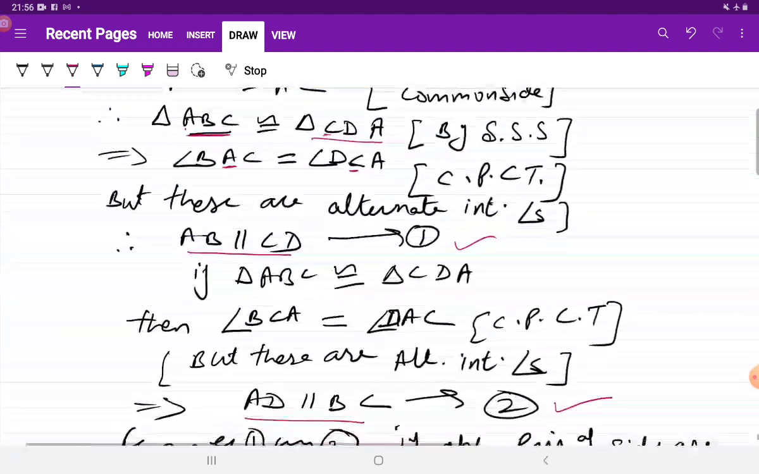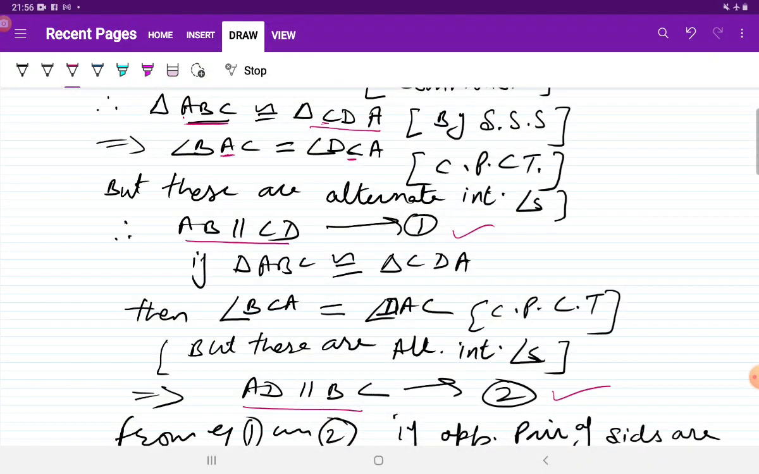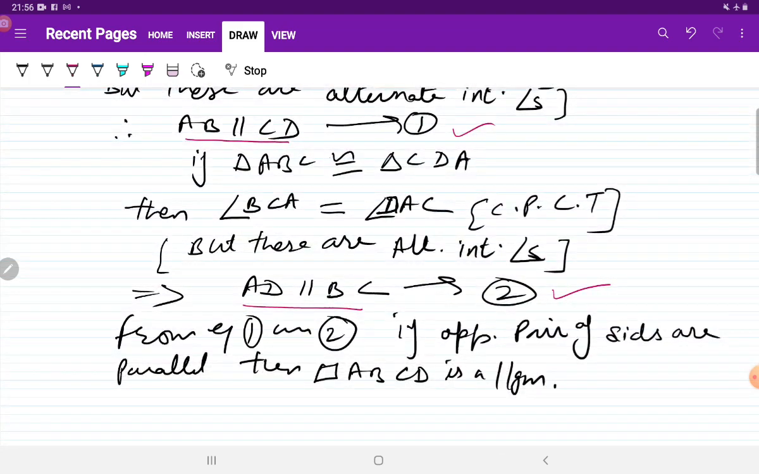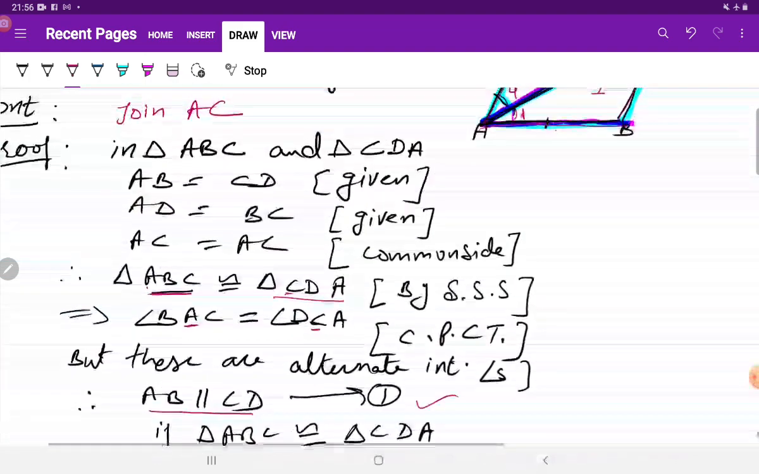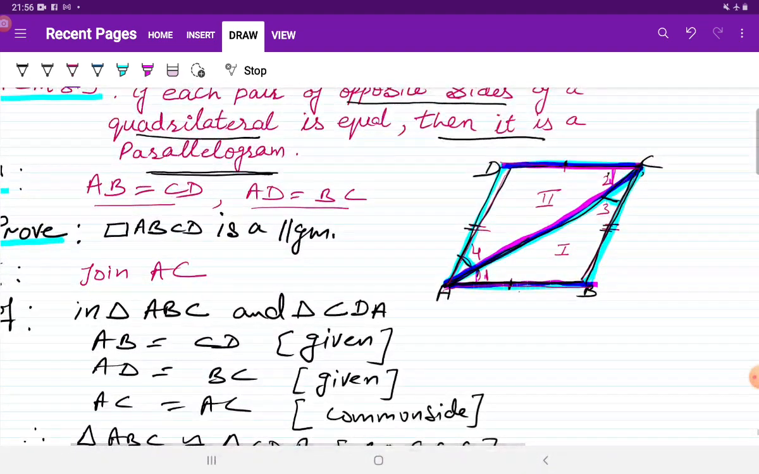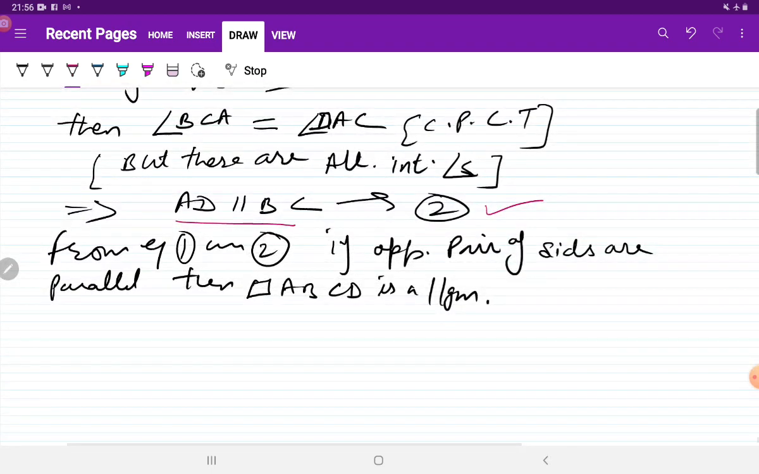Okay, so by the side criteria we proved the two triangles are congruent. After that by CPCT we took these two angles equal, but these two angles are alternate. Then if alternate angles are equal, their opposite sides will be parallel. So if opposite sides are parallel, then what? Then that quadrilateral will be a parallelogram. Okay, this we have to prove.